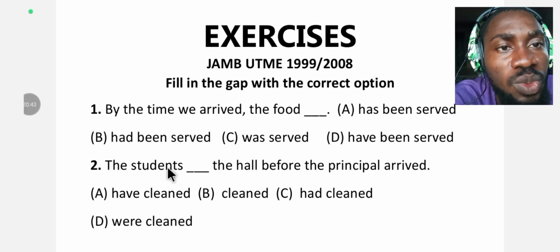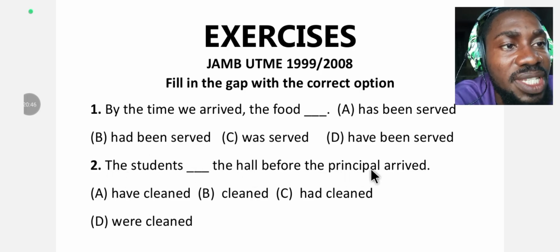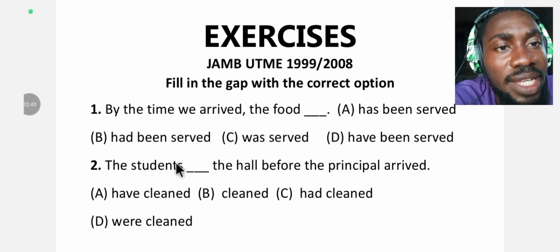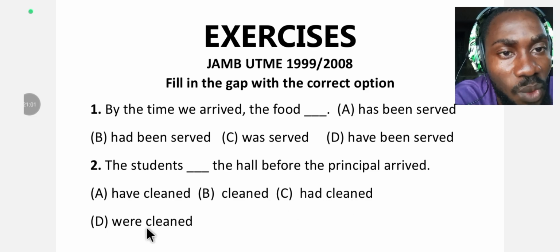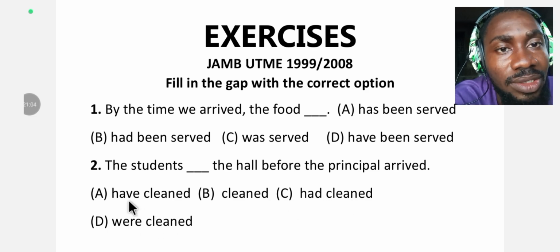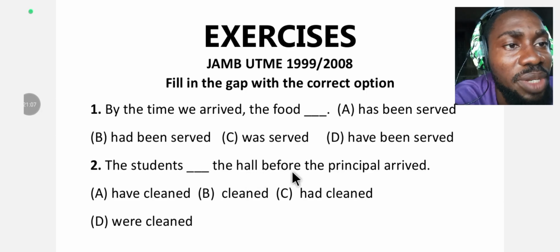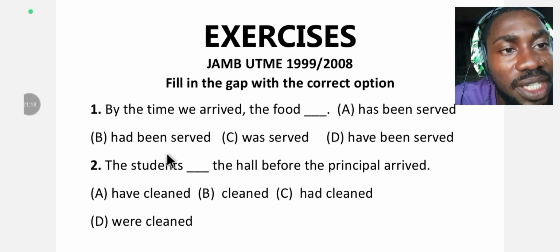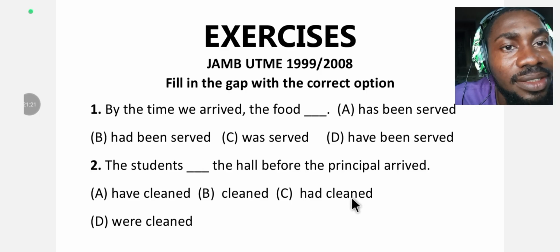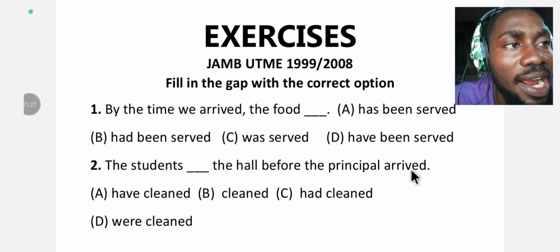Number 2, the students dash the hall before the principal arrived. A, have cleaned. B, cleaned. C, had cleaned. D, were cleaned. What's your answer? The students dash the hall before the principal arrived. You answered right. The correct option is C, had cleaned. The students had cleaned the hall before the principal arrived.